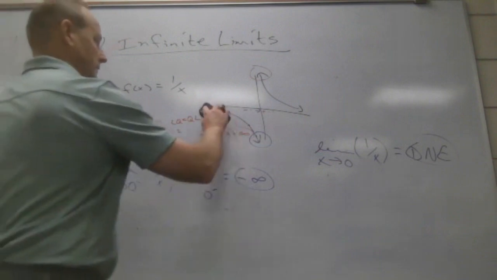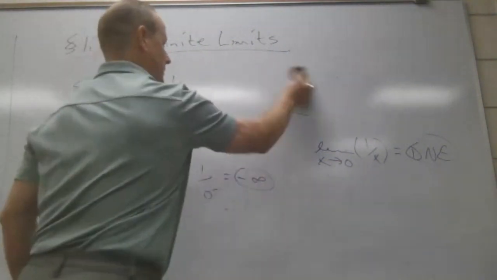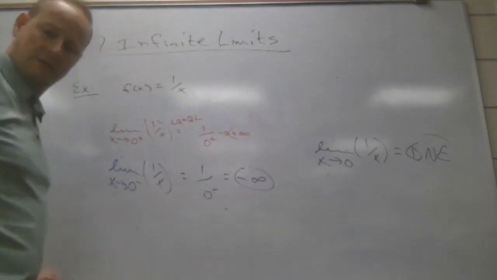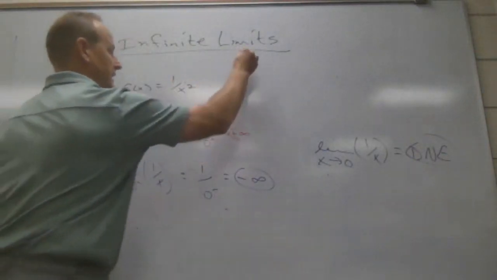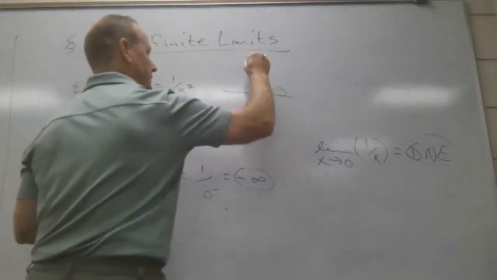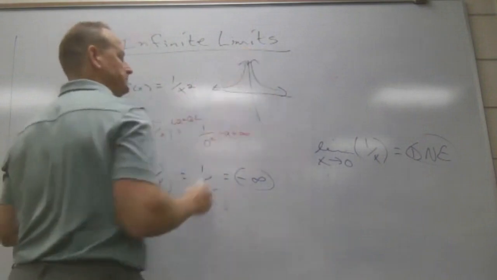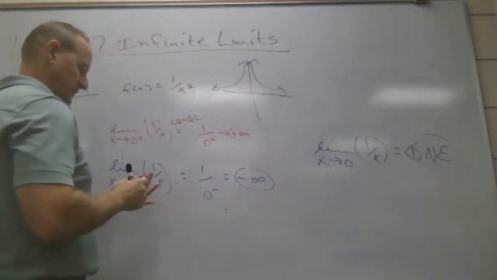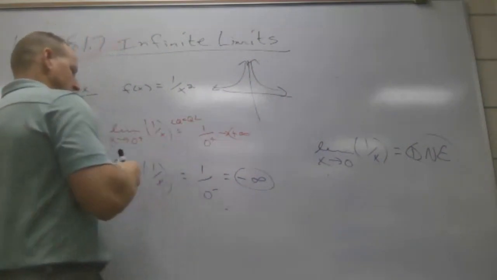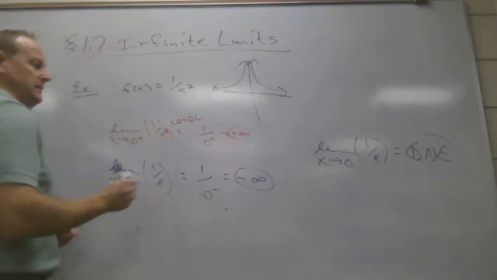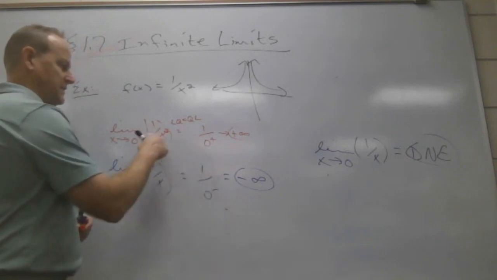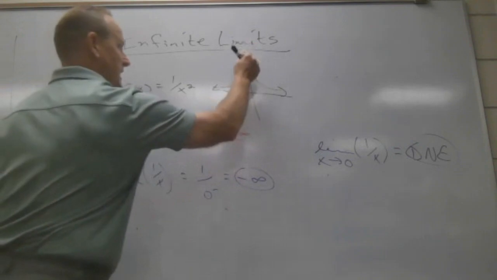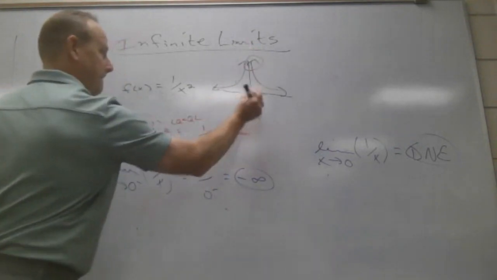Let's look at 1/x squared. So f of x equals 1/x squared. What does that look like? Arcs in quadrants 1 and 2. What's the right-handed limit as you approach 0 of 1/x squared? Positive 0 quantity squared is still positive 0, still positive infinity.